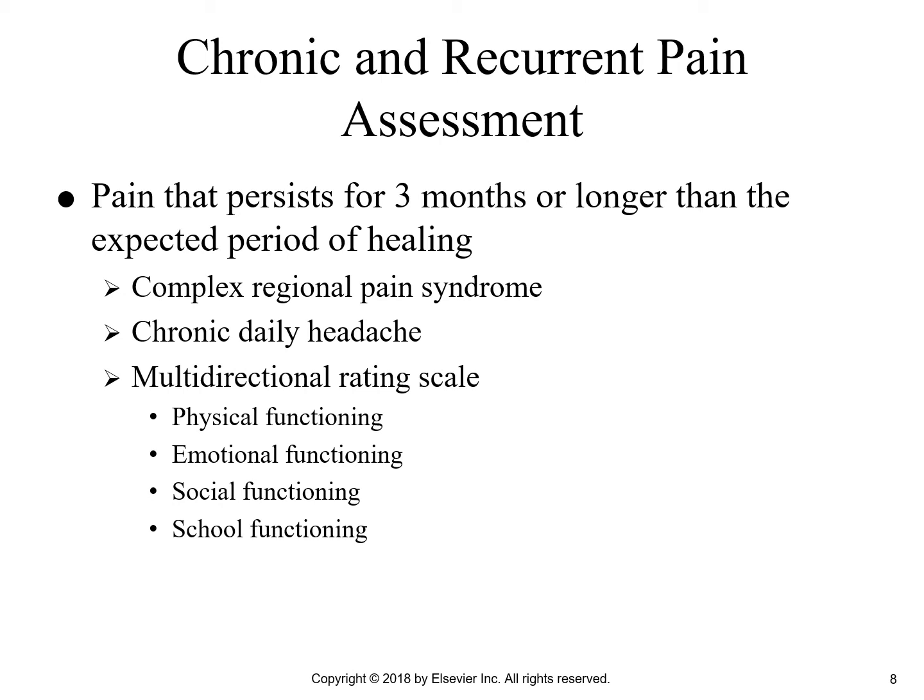Complex regional pain syndrome and chronic daily headache are the most common types of chronic pain in children. Several cognitive skills such as measurement, classification, and seriation, which is the ability to accurately place in ascending or descending order, become apparent between 7 and 10 years of age. Older children are able to use the 0 to 10 NRS score used by adolescents and adults. Emotional, social, and school functioning may have an influence on how a child responds to pain.